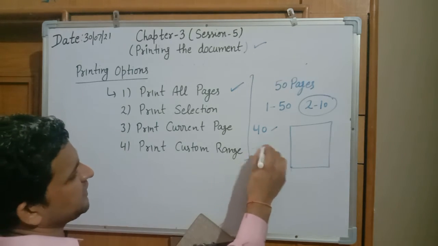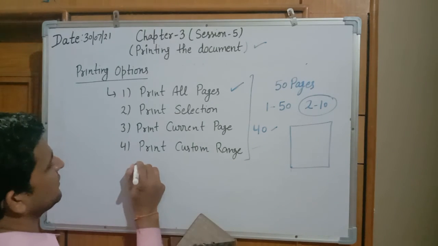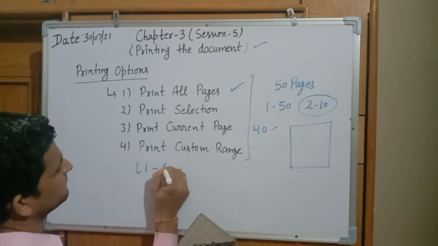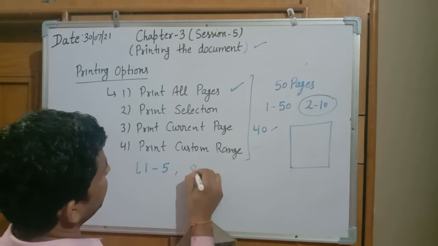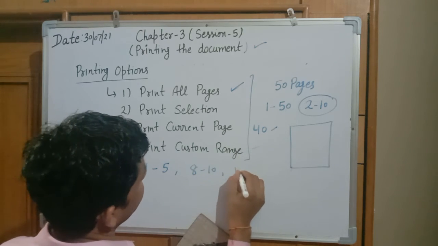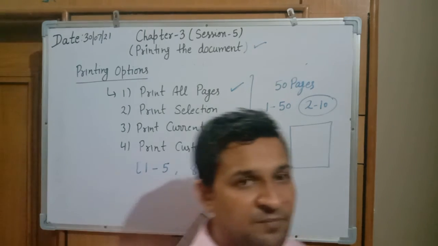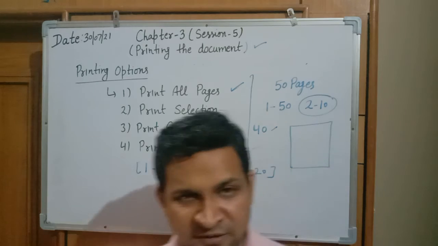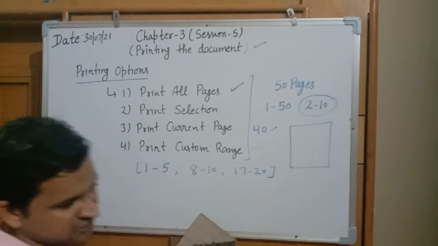Next is print custom range. If you want to give a specific range, like you want to print the document pages 1 to 5, afterward 8 to 10, afterward 17 to 20. This is the customized range. You can take the printout from in between the pages of the document. This is the concept of print custom range.